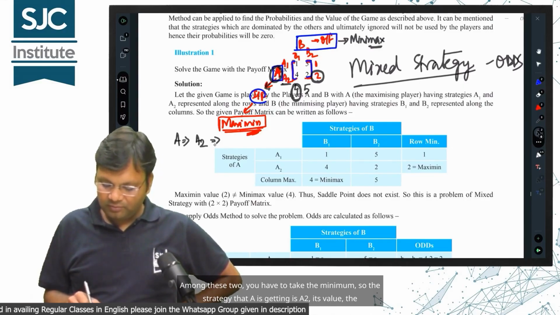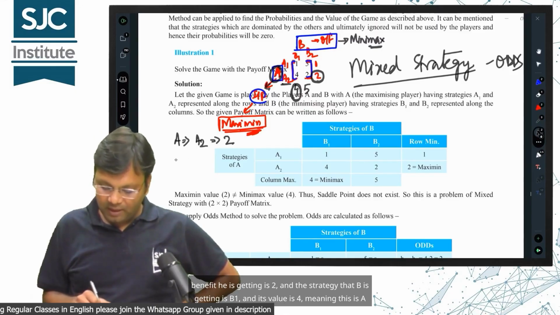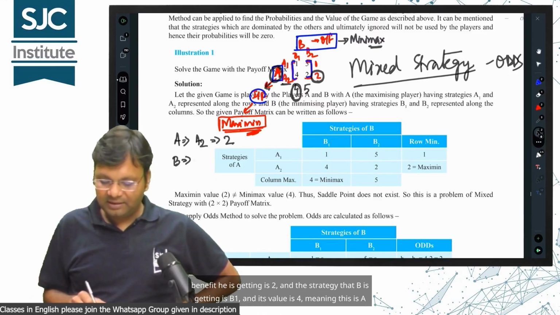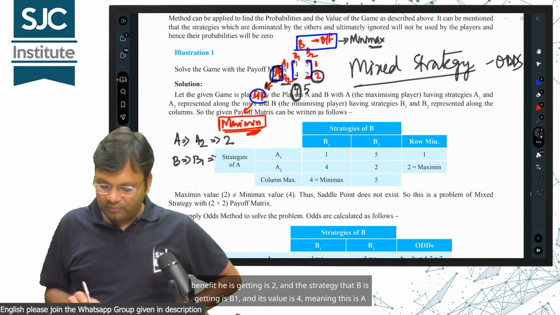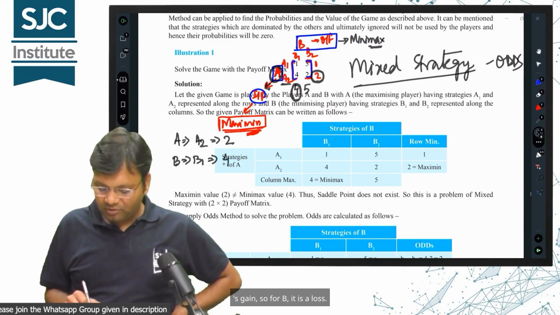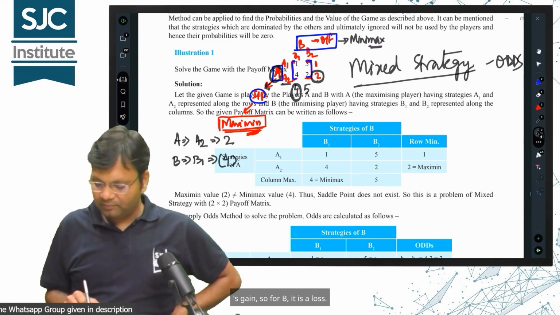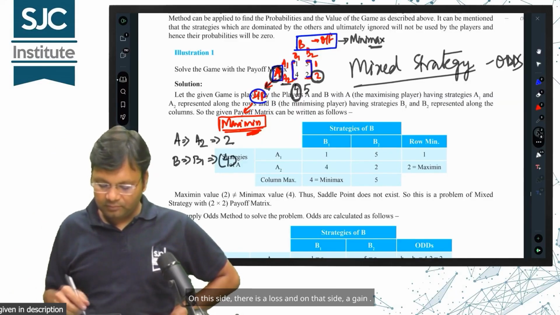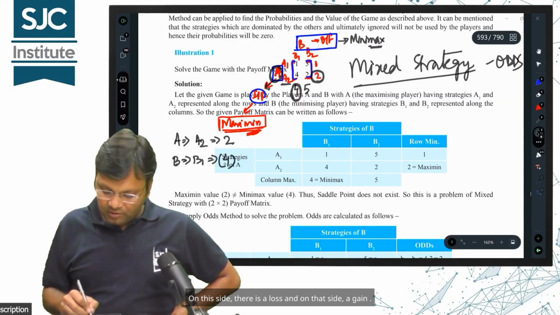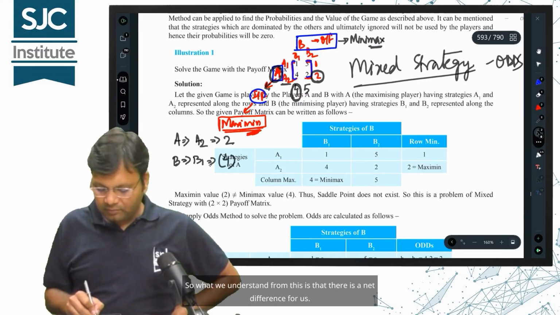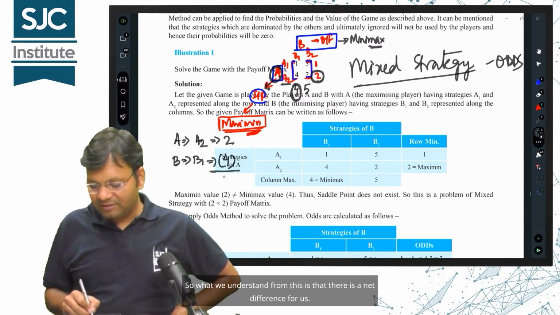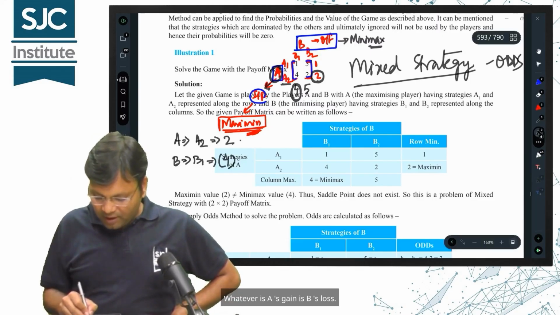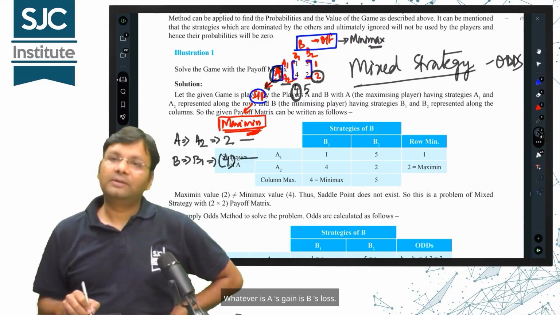Among these two, you have to take the minimum, so the strategy that A is getting is A2, its value, the benefit he is getting, is 2, and the strategy that B is getting is B1 and its value is 4, meaning this is A's gain, so for B, it is a loss. This is implied. It will be a loss for B. On this side, there is a loss, and on that side, a gain. So what we understand from this is that there is a net difference for us. Whatever is A's gain is B's loss.